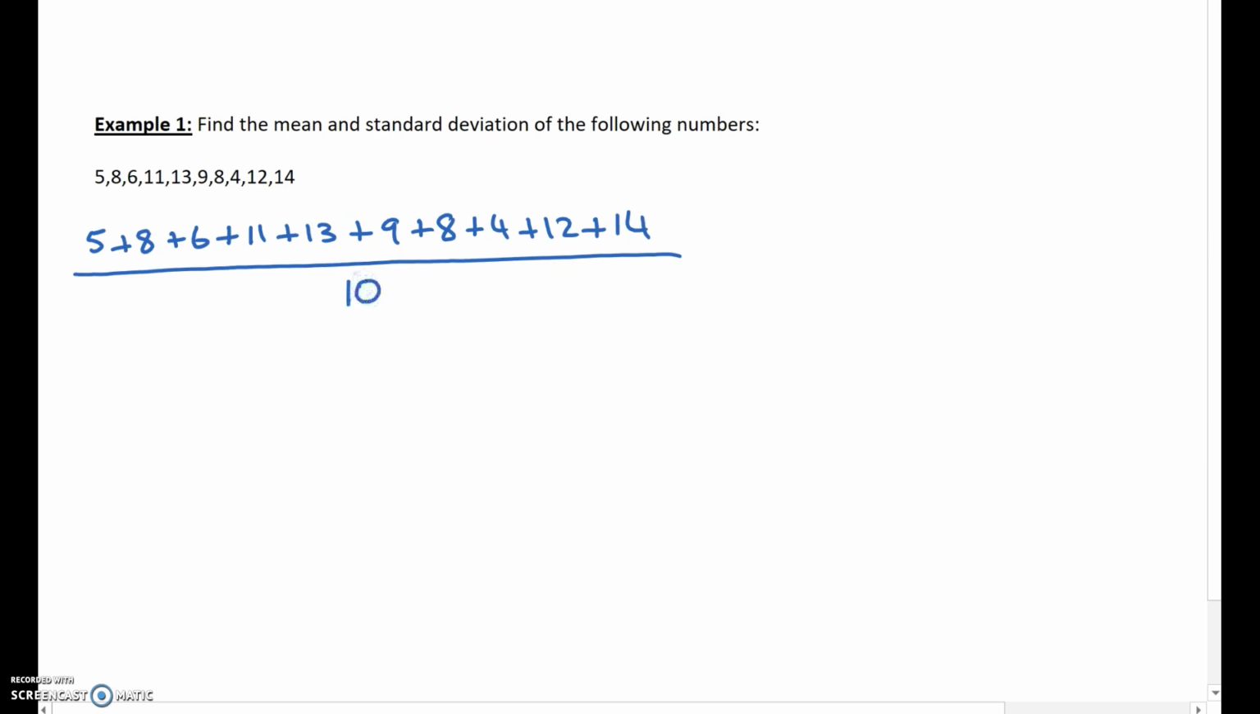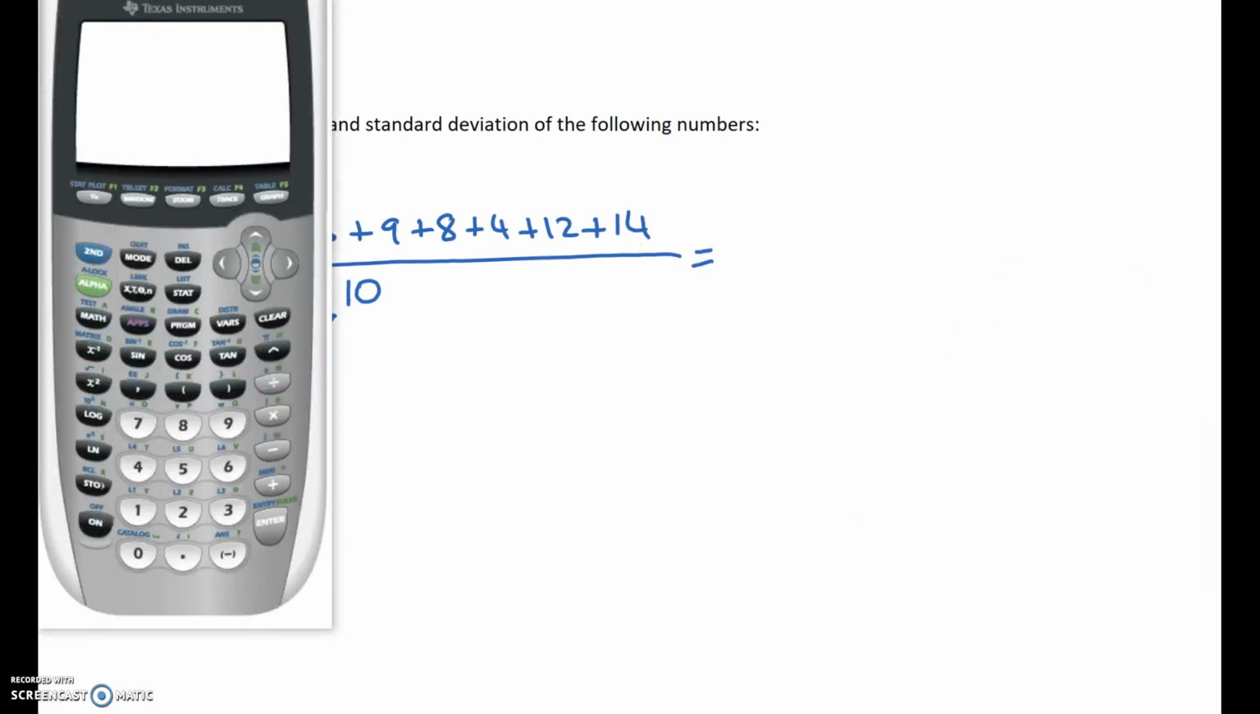And that, by the way, is n. Okay? n is the number of numbers in the list. How many numbers are there in the list? 10, or n. Okay, well, we can obviously do that pretty quickly on a calculator.